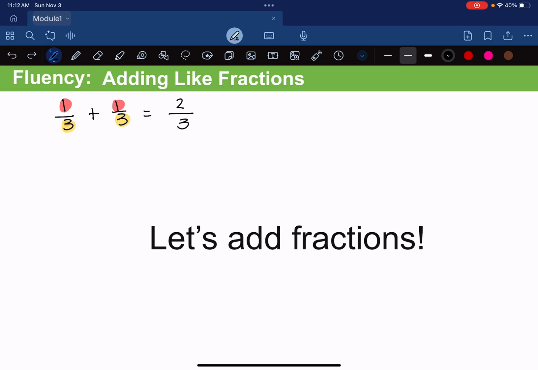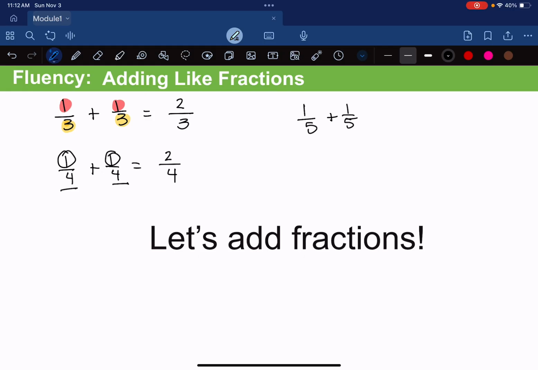So next, let's say I have 1/4 plus 1/4. My denominators are the same. I keep them. Then I take my numerators, 1 plus 1, add them together, and I get 2. So 2/4. So now I want you to try 1/5 plus 1/5.